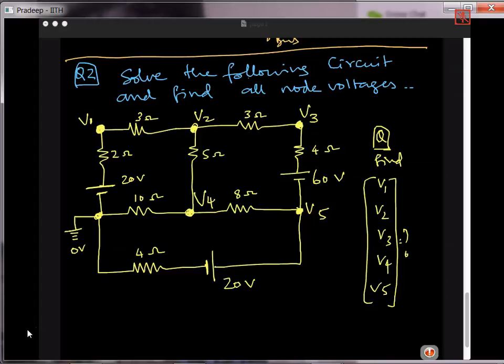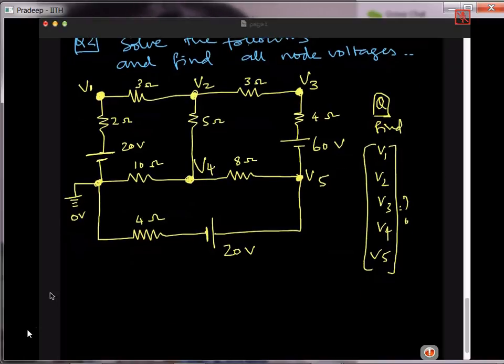So let's apply whatever we learned in power system to circuits. What you learned in power system is how to form Y bus. So let's apply that and see what happens. Okay, so I'm going to solve it. Let's see how much time it takes to solve this. So time is 11:23.